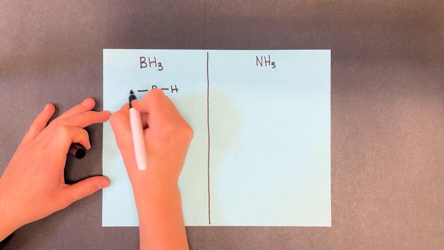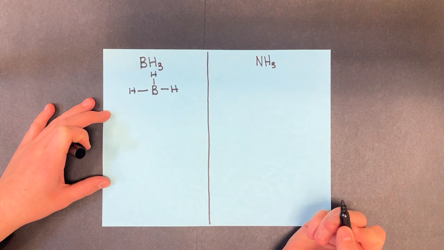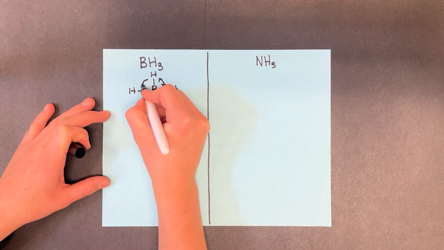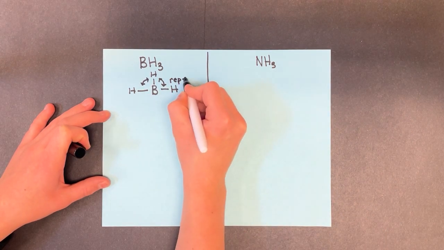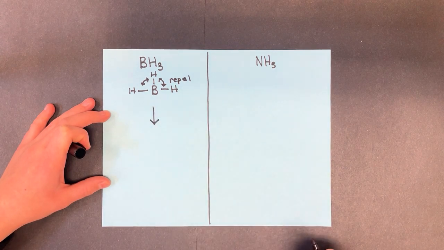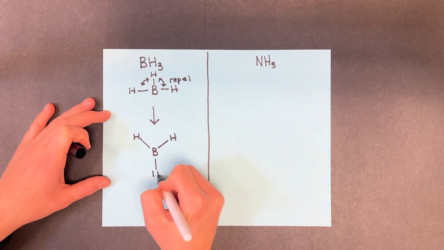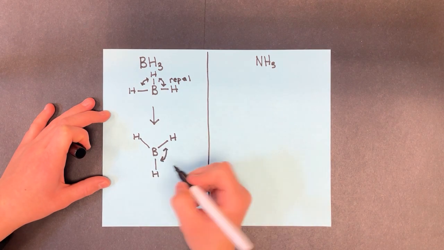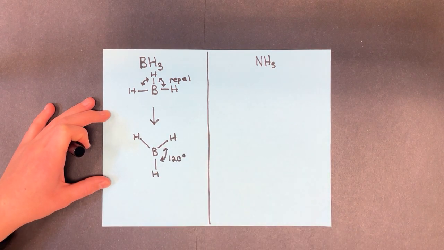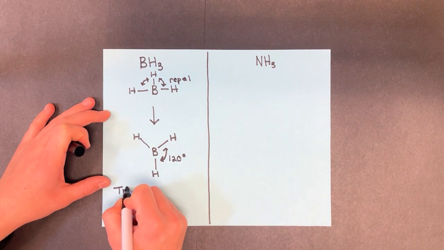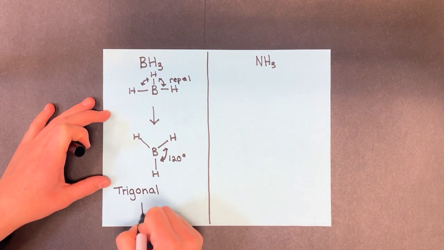In our previously stated diagram of BH3, we know that this is correct in terms of bonds, but not structurally correct. As the hydrogen bonds want to repel away from each other as far as possible, they take on a more triangular shape, with a bond angle of 120 degrees, giving it a trigonal planar shape.